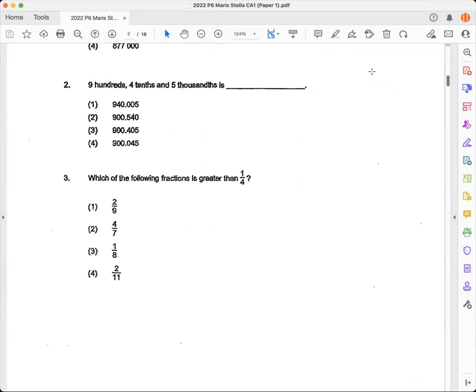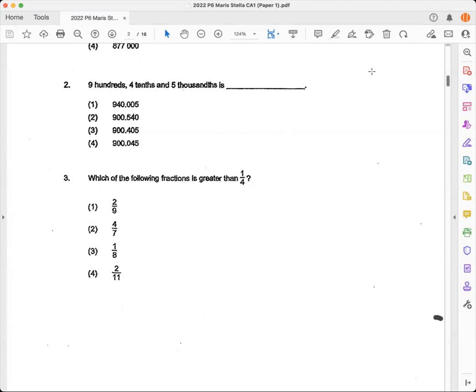Question number 3 is a very typical comparison of fractions. When you compare fractions, usually there are 2 ways to go about it. You either make all the denominators the same, or you make the numerators the same. So there are basically these 2 methods. Which one should you make the same, numerator or denominator?